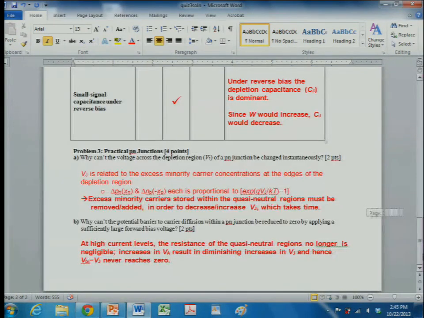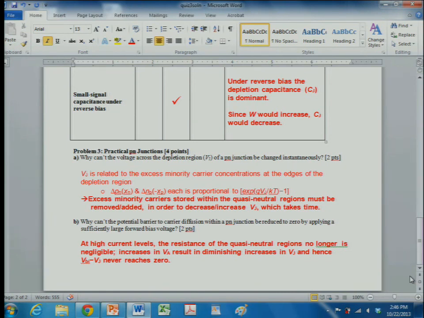Okay, and then finally, why can't the voltage across the depletion region be changed instantaneously? So this is transient response. As long as you said that there's charge storage and it takes time to move charge in and out, then you'll get full credit.